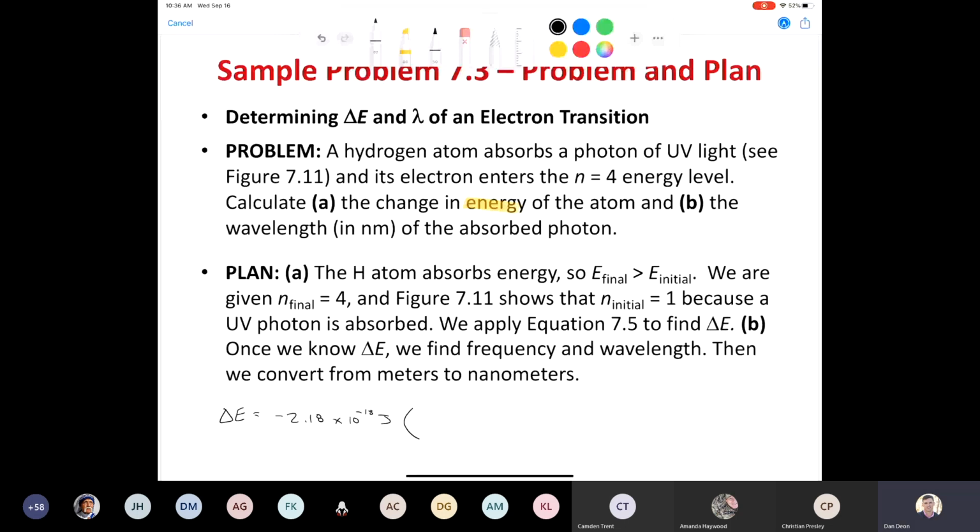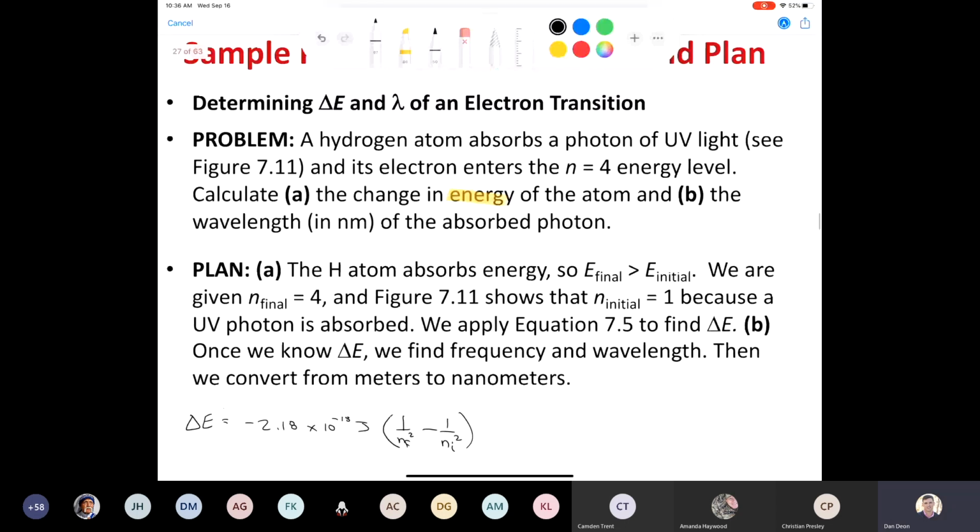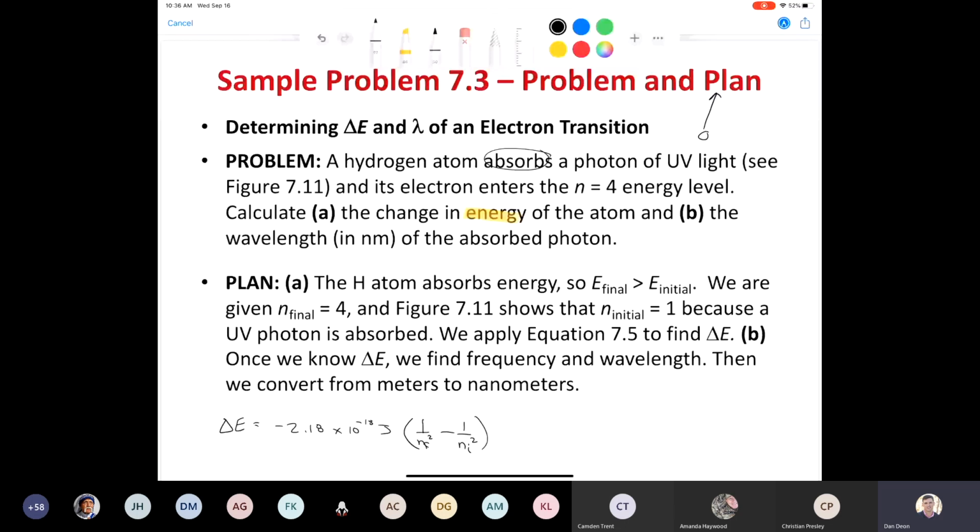Now, they've given us the n final because it's absorbing, right? So if it's absorbing, right, it's going from low to high, right? So that tells us that n final is going to be equal to 4, right? Now, I'm just going to throw this out there. I know it's late in the lecture. Does anybody know what n initial is?